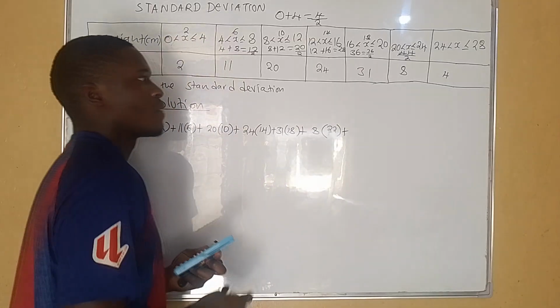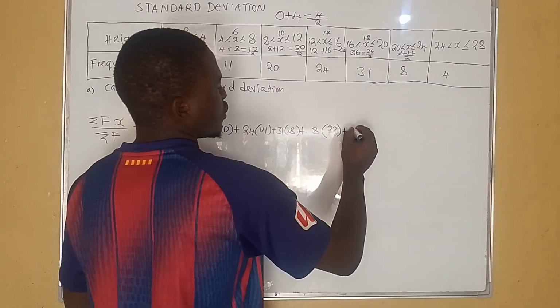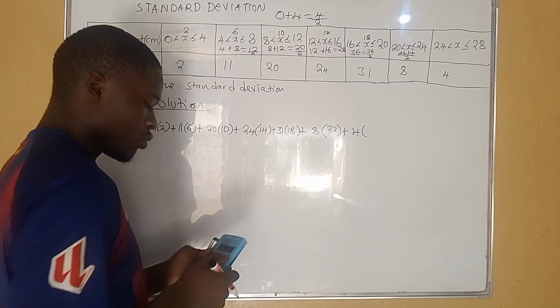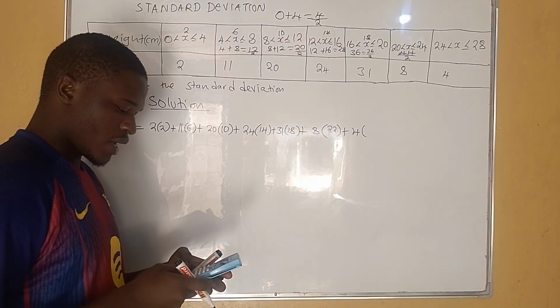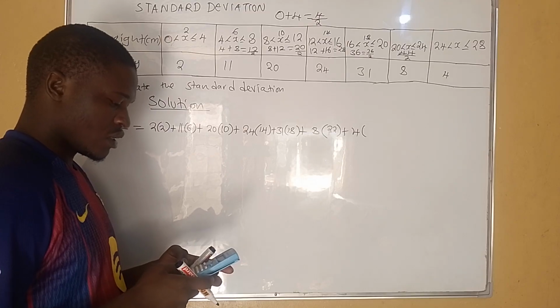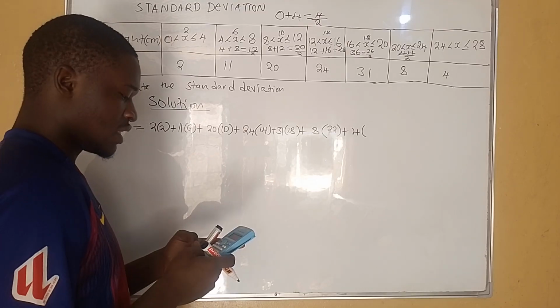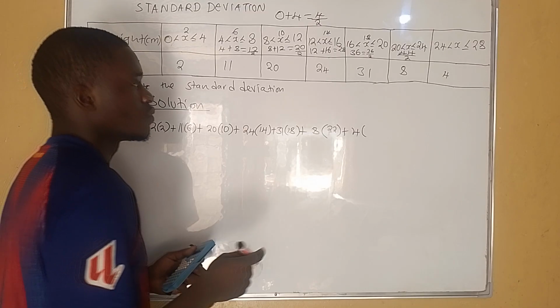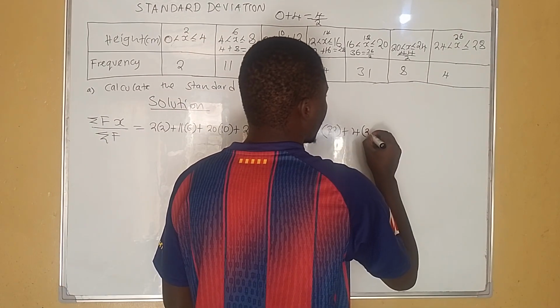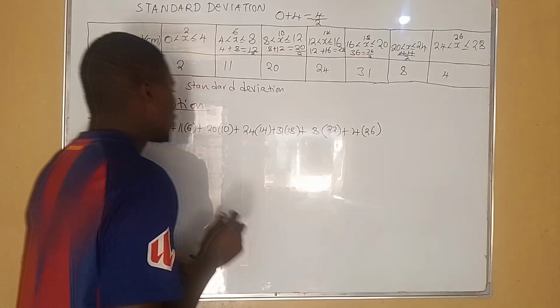Plus, the last column there, we have 4 as the frequency, okay? So now we add 24 plus 28. That is 52 divided by 2, we have 26. So our x here is 26. We are done with that column.